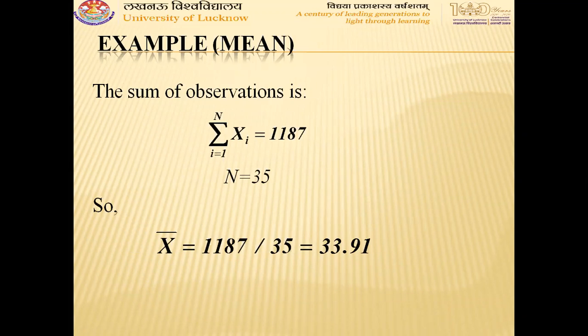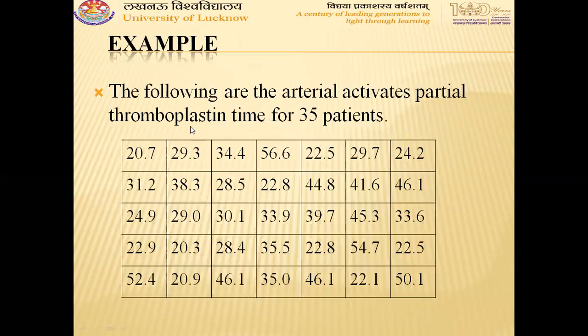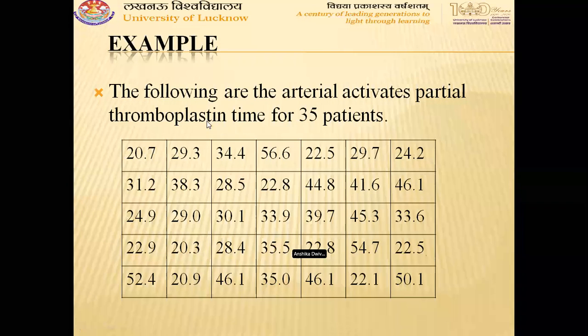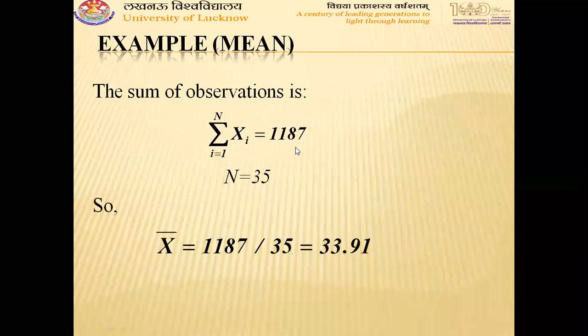So mean can be obtained by dividing the sum of observations, that is 1187, by the number of observations, that is 35. That is, mean is equal to 1187 upon 35, which will be equal to 33.91. That is, we can say that the average thromboplastin time is 33.91 units.